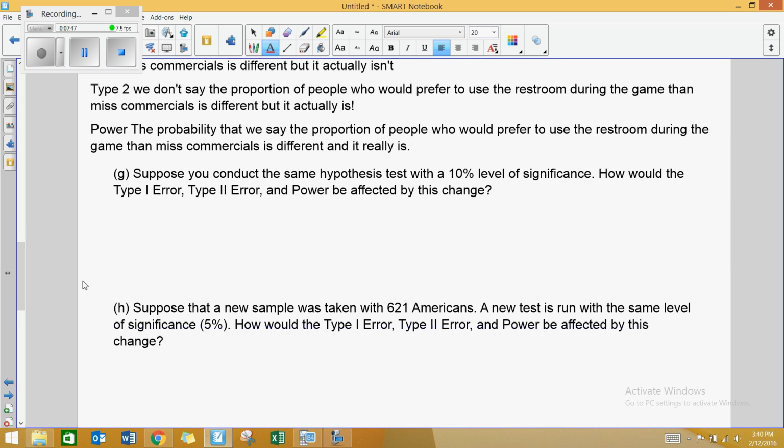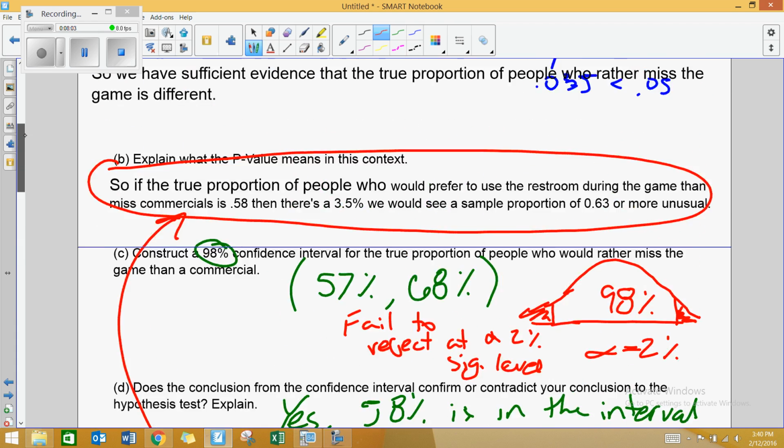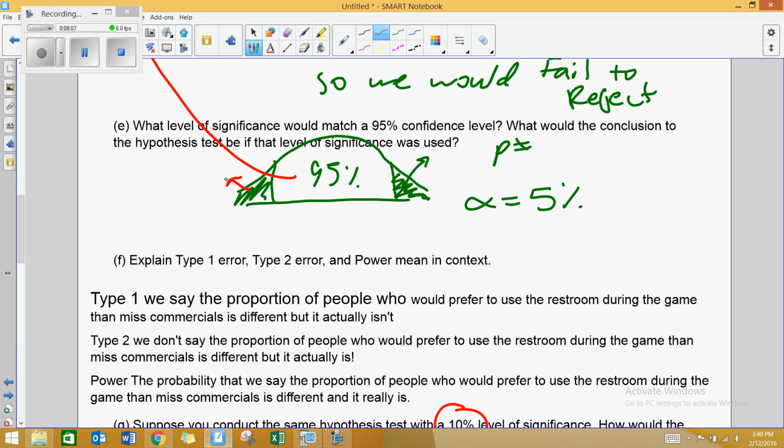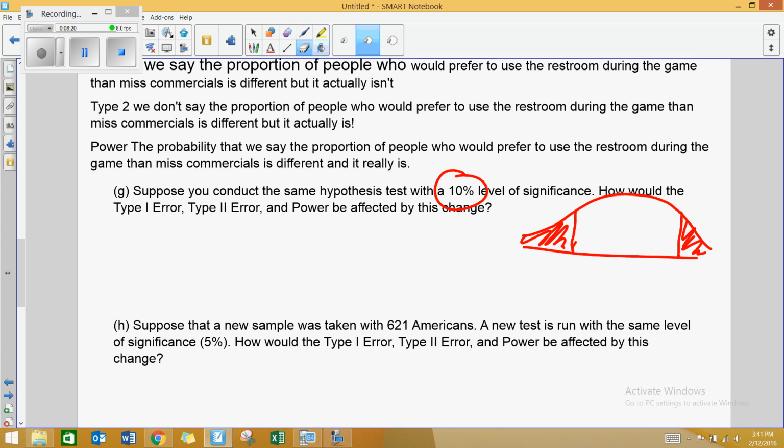Okay, so if there's a hypothesis test with a 10% significance level, how does that change everything? So that 10% significance level, if we just sketch a little picture, means that I have 5% over here and 5% over here. Well, in this example over here, I had 2.5% and I had 2.5% for a total of 5%. So I just increased that shaded region by quite a bit, right? My previous rejection region might have been about here and maybe here. Well, I just upped it to 10%, so now I've got 5% over here and 5% over here. So that means I'm going to reject the null more often.